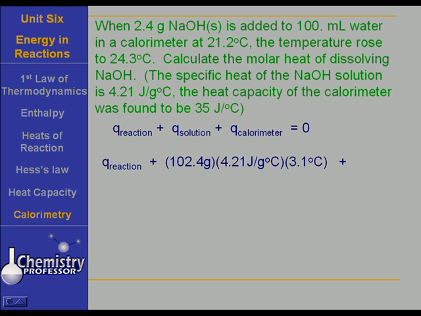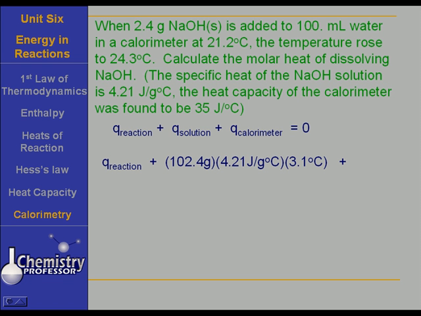Plus 102.4 grams. Now, where did that 102.4 grams come from? Well, it's very easy. We took 100 milliliters of water at about a gram per milliliter. That's 100 grams. And we added 2.4 grams of sodium hydroxide to it. So we got a total mass of the solution of 102.4 grams. Got that? We multiply that by the specific heat of that sodium hydroxide solution, which is 4.21 joules per gram degree Celsius, and we multiply it by the change in temperature.